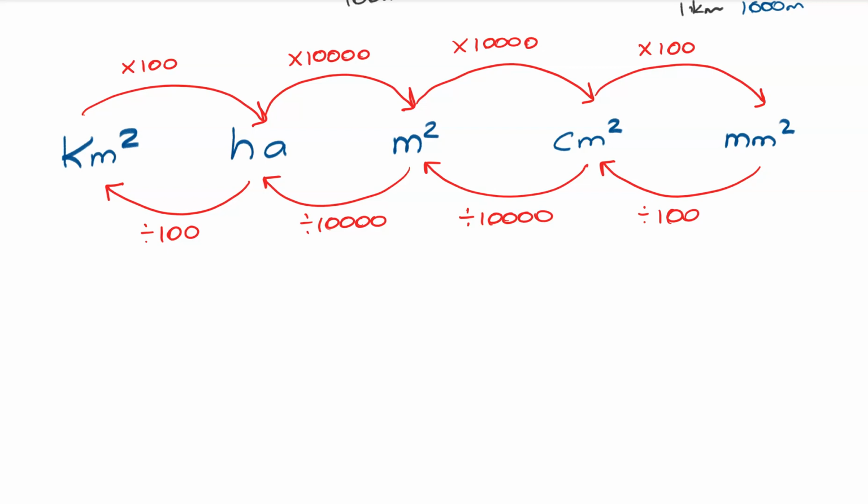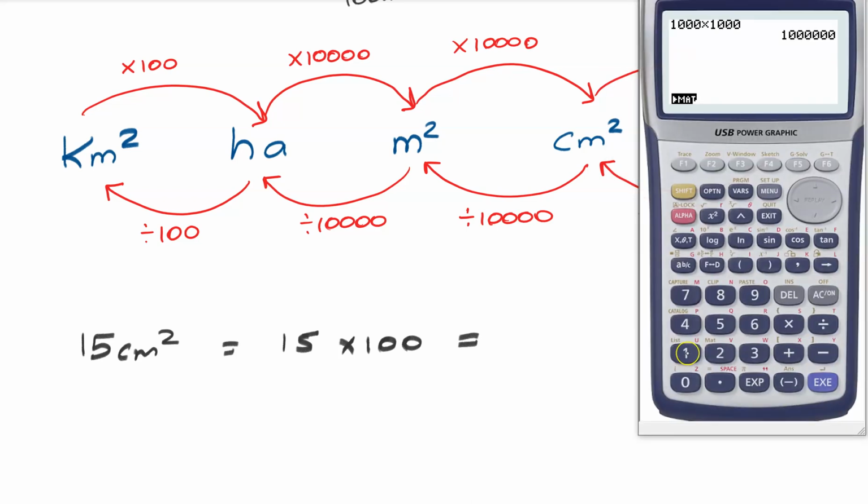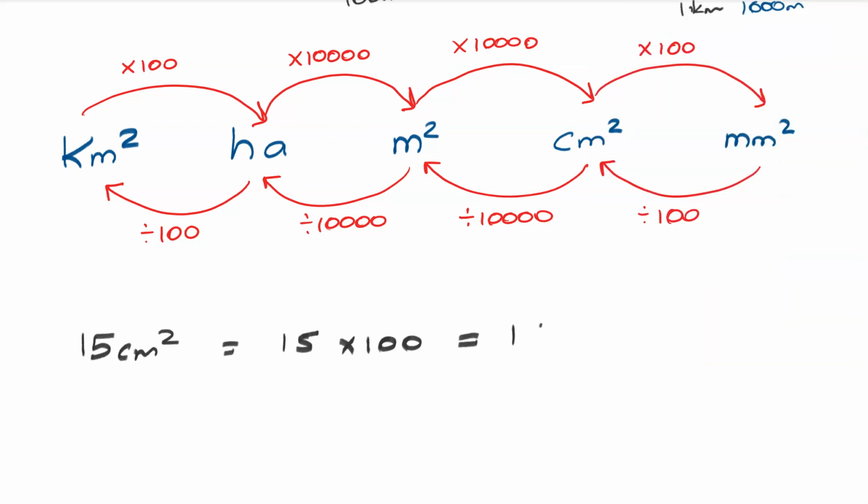So let's just say we were looking at converting 15 centimeters squared to millimeters squared. Well, we can go 15 multiplied by 100. We can go to our calculator if you want to, 15 times 100, which is 1,500 millimeters squared. So you can use your calculators for things like this as well. Otherwise, you can just do it a simple way as well.